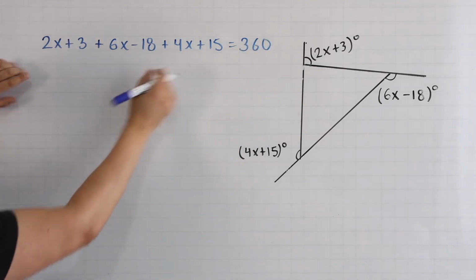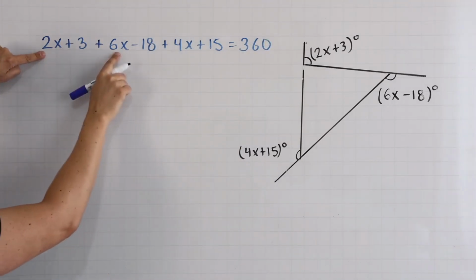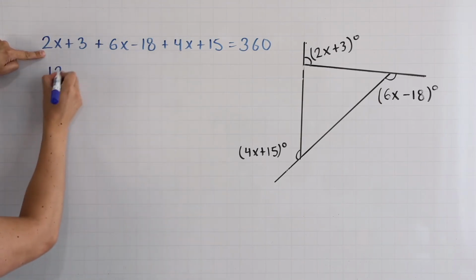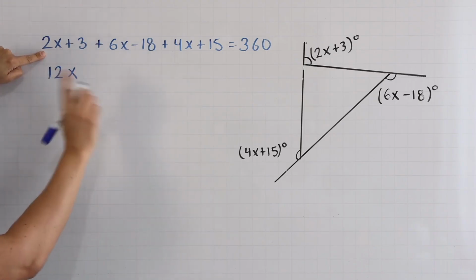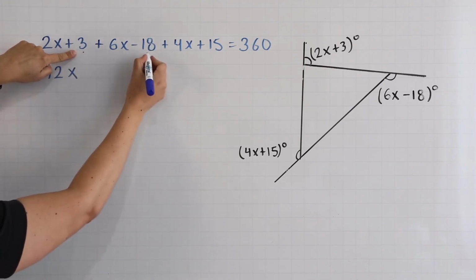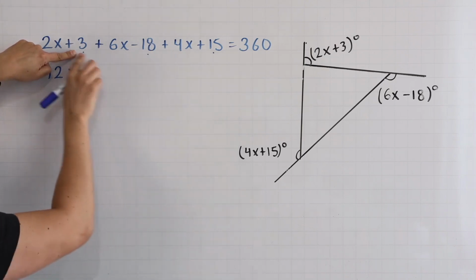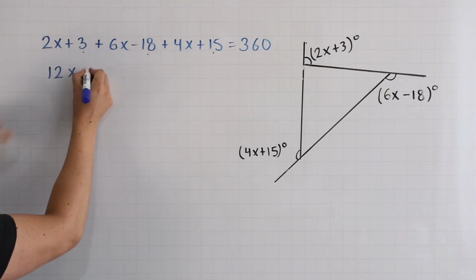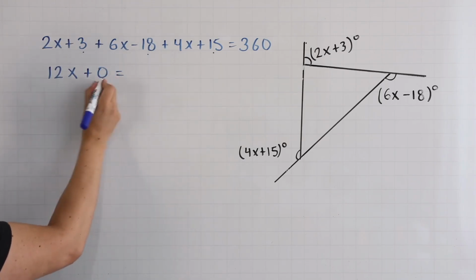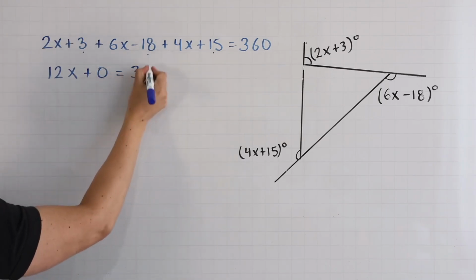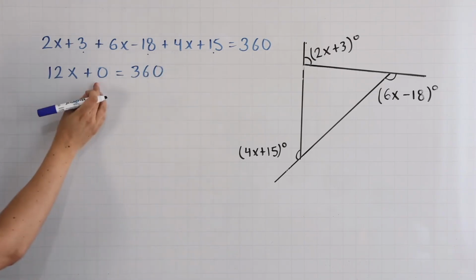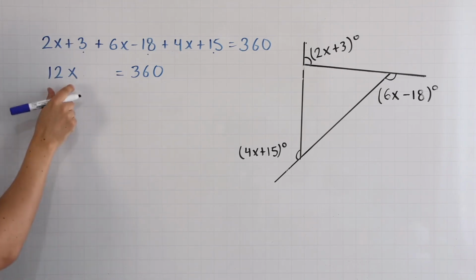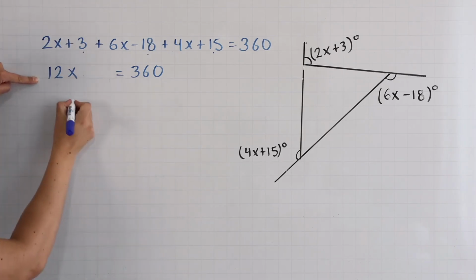We add up everything with x. 2x plus 6x is 8x plus 4x is 12x. So we write that down. Now let's add the ones without x, which are this 3, this minus 18, and this 15. 3 minus 18 is minus 15, plus 15 gives me 0. So let's write it like this: 12x plus 0 equals 360. But since we have a 0, it's as if we have nothing, so we can just remove it. And I'm simply left with 12x equals 360.